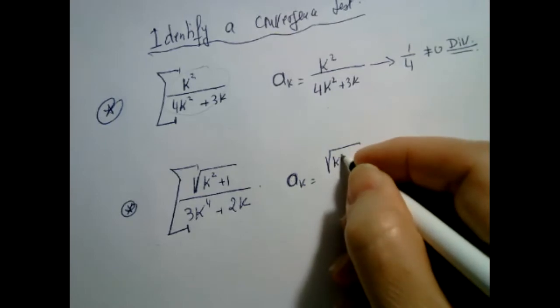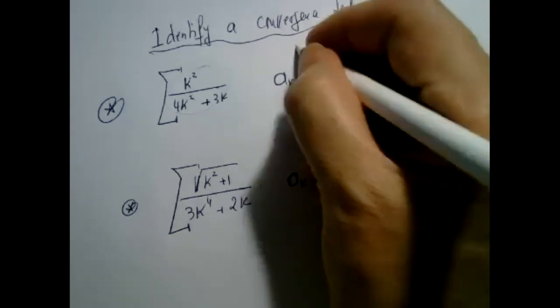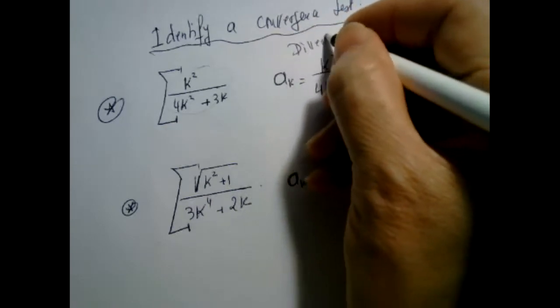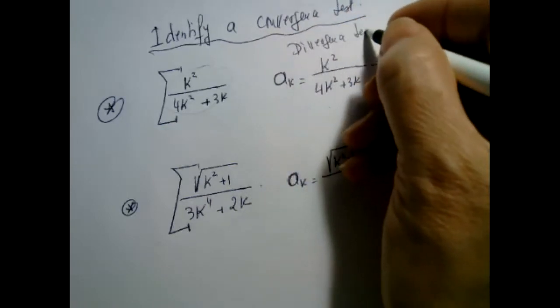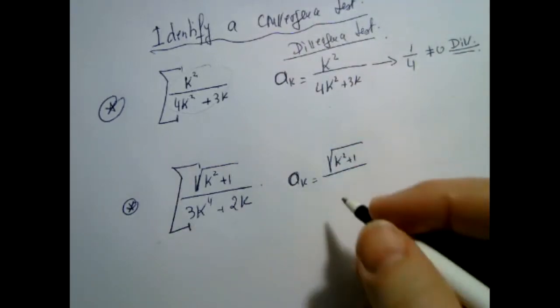Okay, this one, a_k. What do we do? What do we use for the first one? Divergence test. For the first one. All right. Okay, now the second one.